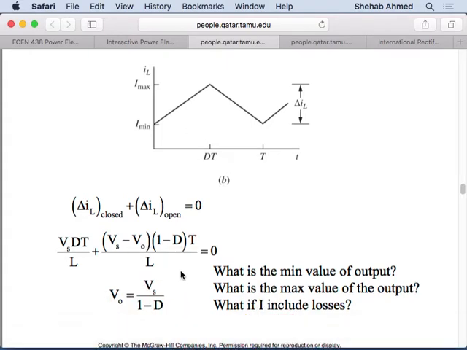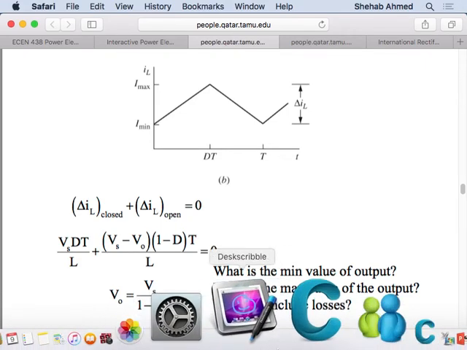Okay, again, look at what is the maximum. What is the minimum value of output that I have? This is the step-up converter. Now, what's the minimum value of output? No, this is your equation, right? Output voltage, minimum value of output voltage.